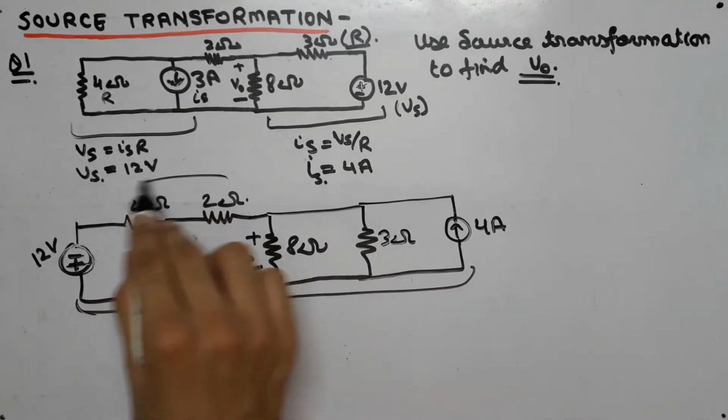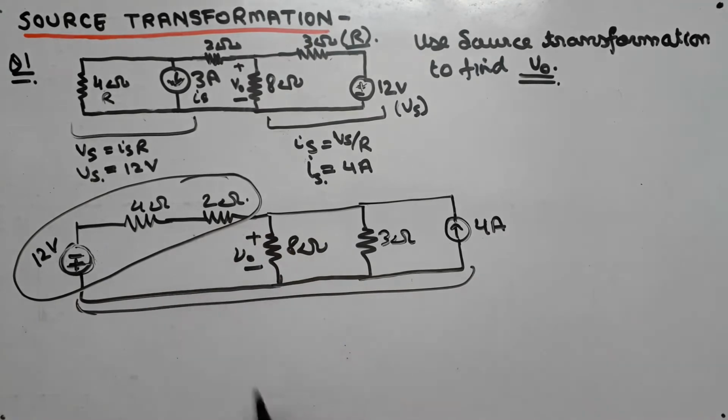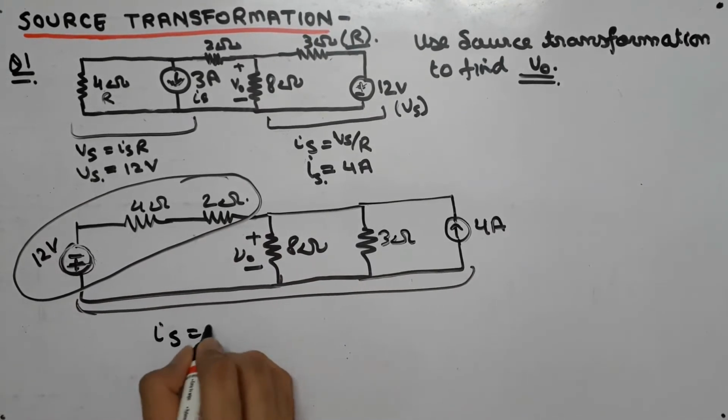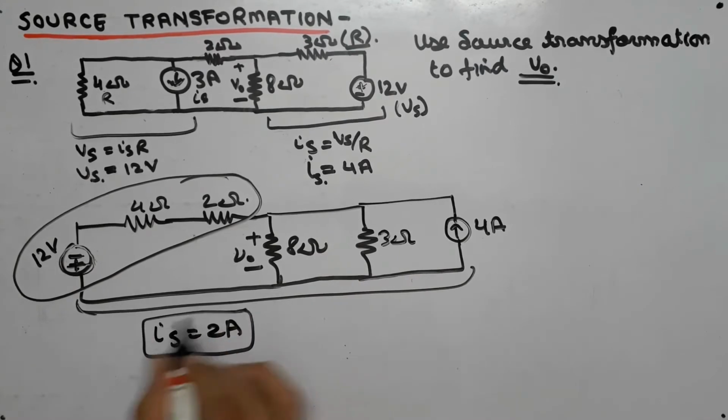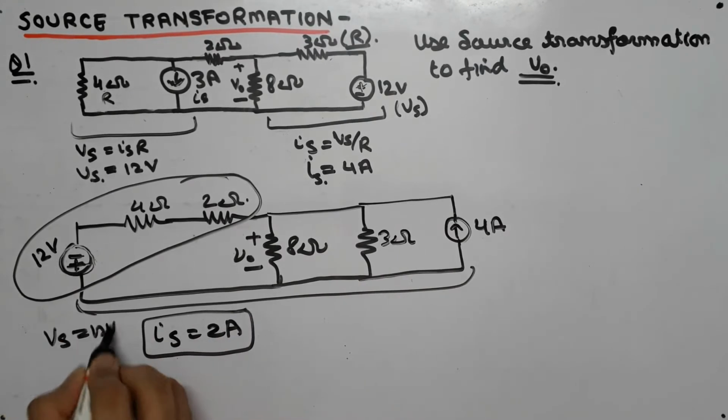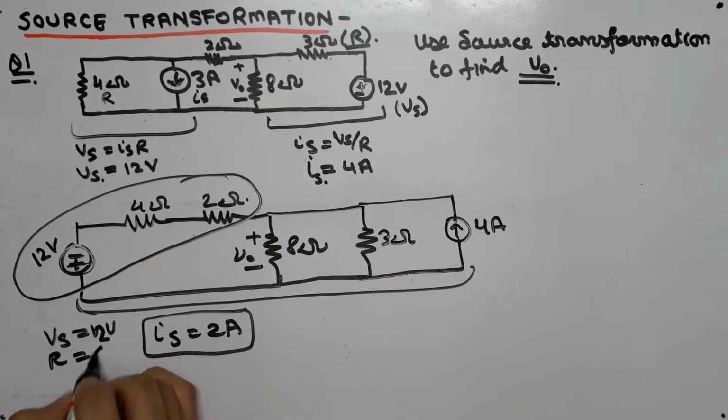Now we will convert this part of the circuit, that is, we will now use source transformation over here. From here we will get the value of Is as 2 ampere, because our Vs is 12 volts and R is 6 ohm, that is the equivalent of 4 and 2 ohm.